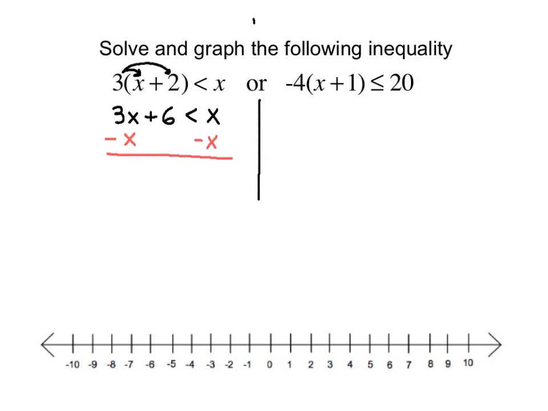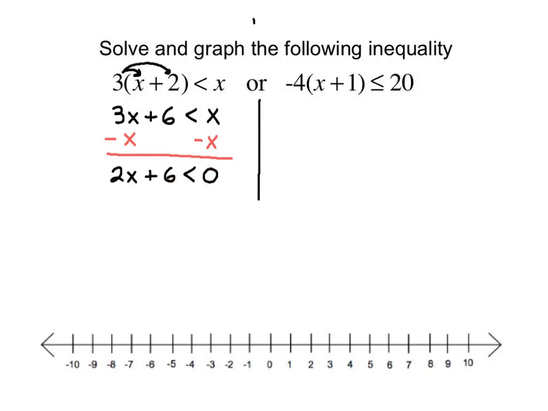So if we do this, I'm going to have the new equation, 2x, when I do 3x minus x, plus 6, and since I have x minus x, that's just 0. Notice the inequality sign has not changed. It stayed less than the whole way through because I have not divided by a negative.